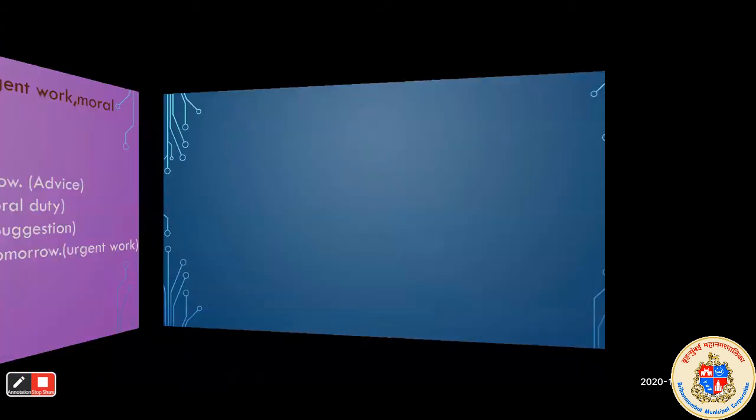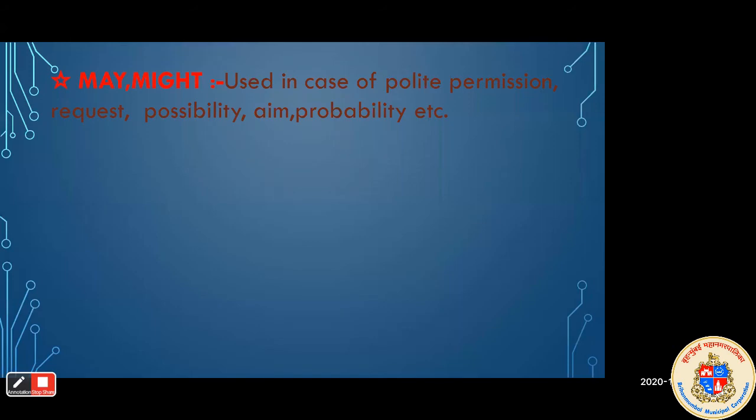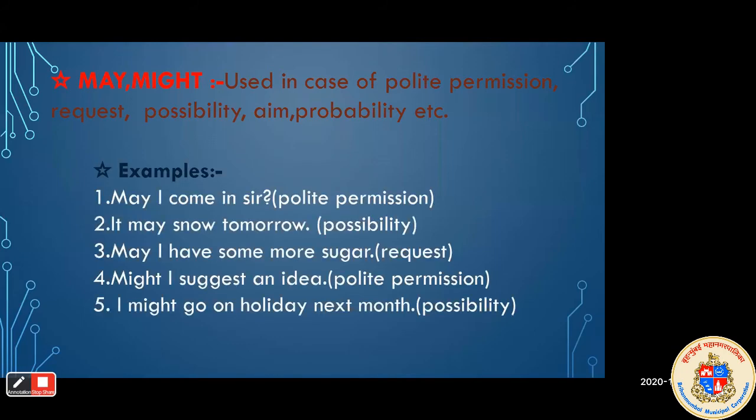Okay, let's see the next. Here are the two modal verbs, may, might. Both are used in the same way, in case of polite permission, polite request, possibility, probability. So while expressing these functions, you can use these words in our sentences. Here are some examples of these modal verbs. There are 5 examples. Yes, who is ready to read?